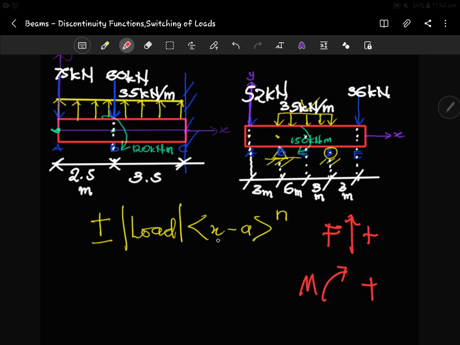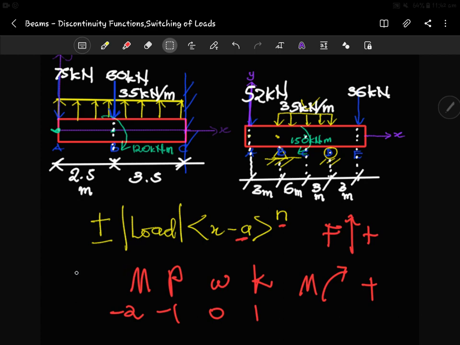Okay, and then we specify the x, which is constant, and we said the a is where the load is, the position of the load, or, if it's a distributed load, where it starts. And then the n depends on whether it's a moment, a load, a uniform distributed load, or a linear distributed load. We give them the values -2, -1, 0, and 1.